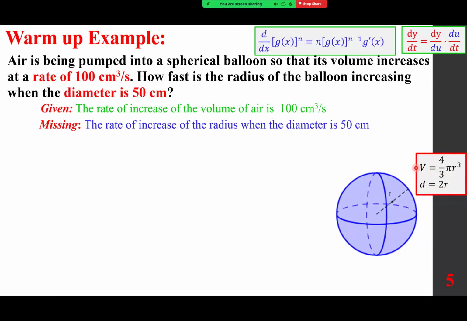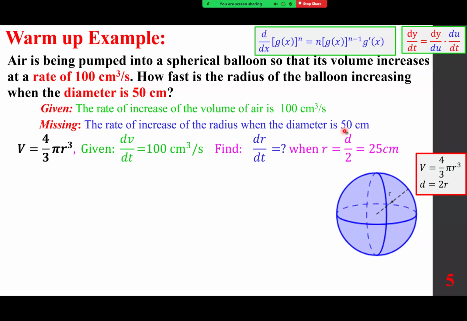Now let's go symbolically. So the volume is 4/3 pi r cubed. The rate of increase of the volume of the air is 100 cubic centimeters per second. Please understand, the rate refers to differentiation. So this is dV/dt. dV/dt is 100 cubic centimeters per second. The rate of increase of the radius, dr/dt, is missing. At what point? When r is 50 over 2, or 25 centimeters. r is d over 2, or 25 centimeters.